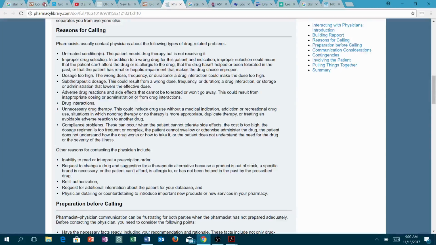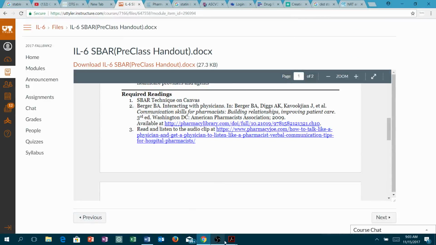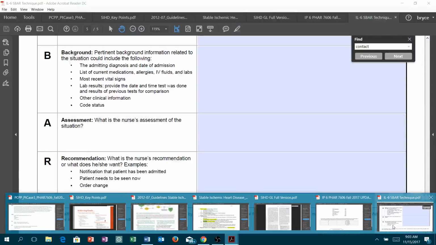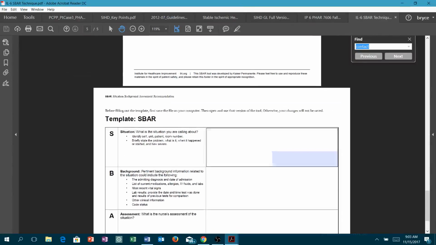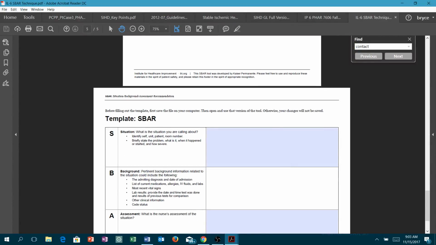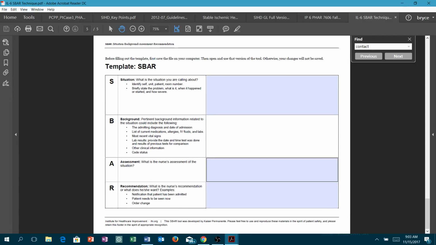Well, first of all, what does SBAR stand for? Someone just raise your hand. Situation, background, assessment, and recommendation. Okay, another person, what do those mean? Don't just give the words, she gave you the words, right? But in your own words, what does that mean to you? How would you describe SBAR? How to properly talk to a physician, okay.